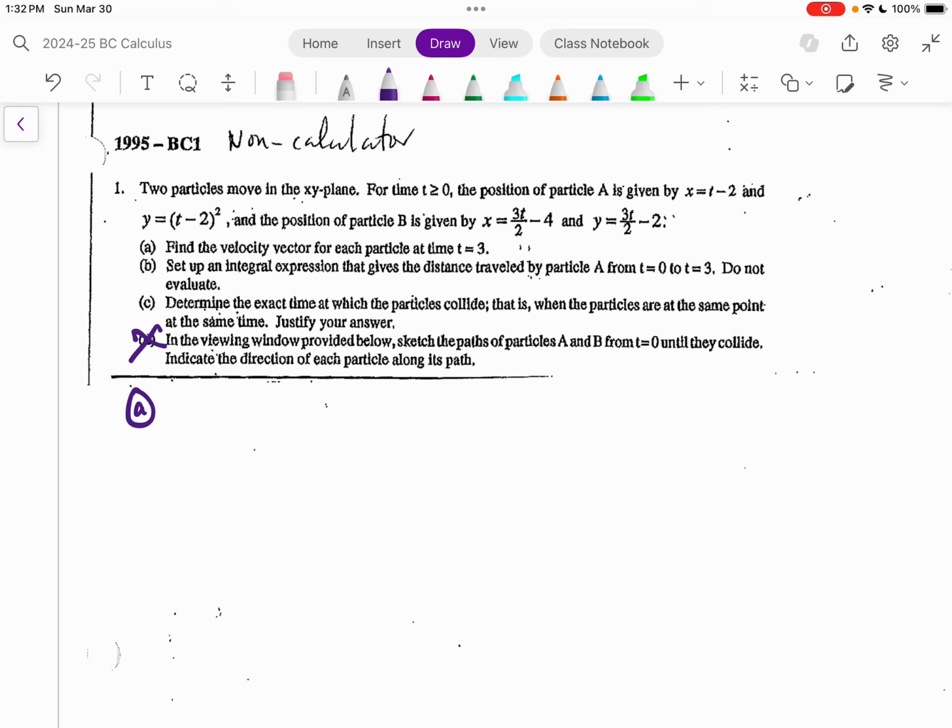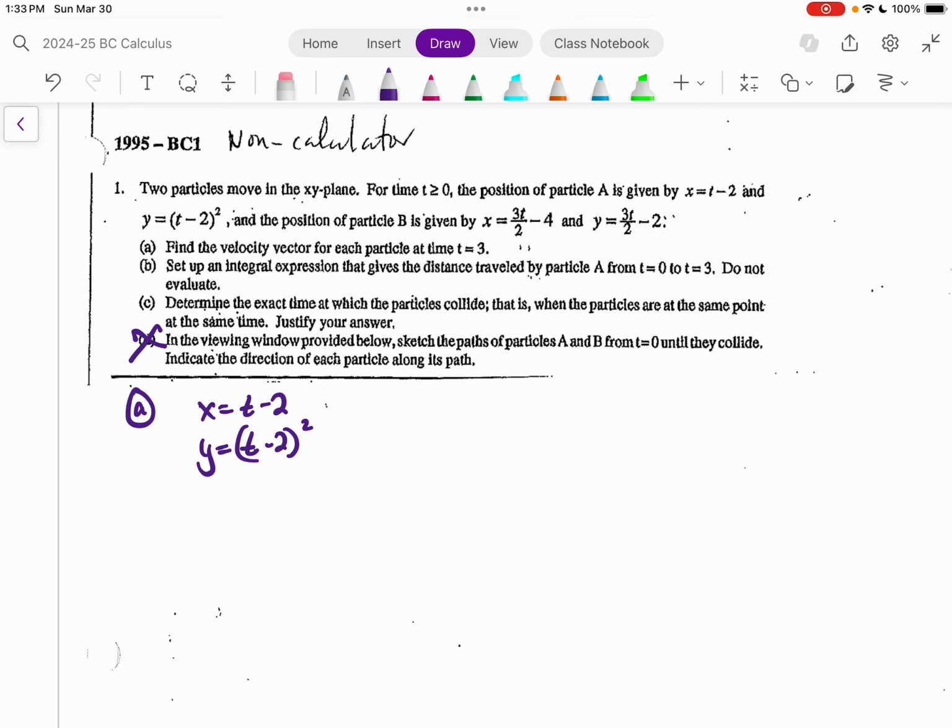Okay, so two particles move in the xy plane for time t greater than 0. We have the position given by these two functions, x equals t minus 2 and y equals t minus 2 squared. When we give these things, this is going to give ourselves a position. You can think about this like parametric equations, just like you did in Math 3, perhaps. This is saying, at time t equals 4, the x coordinate will be 2 and the y coordinate will be 4. And you can sort of just move along from there.